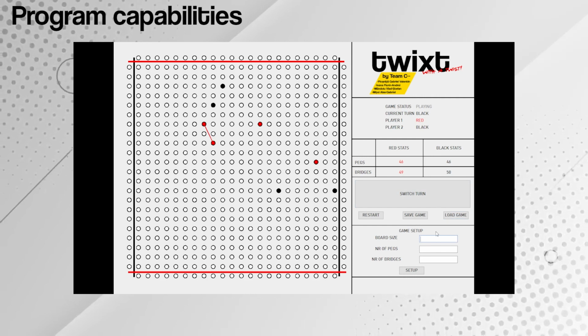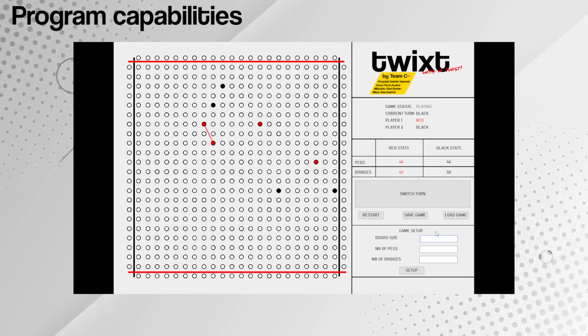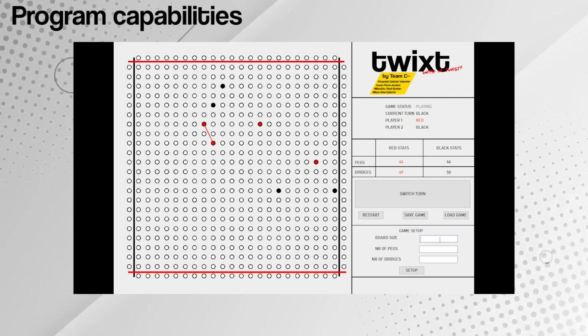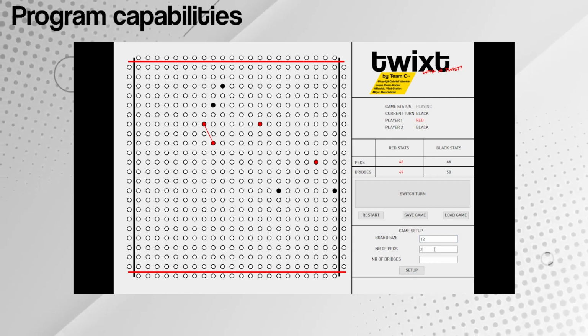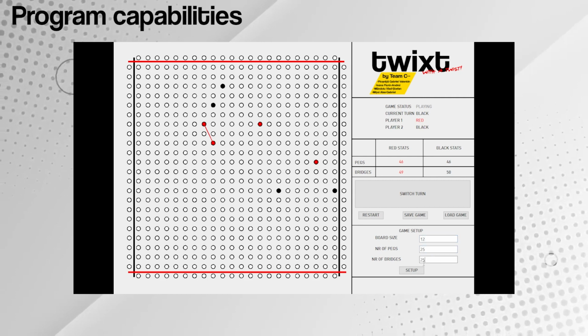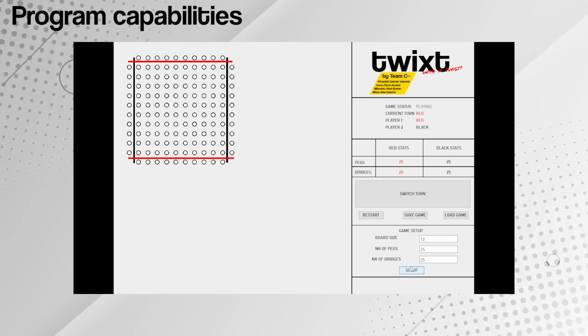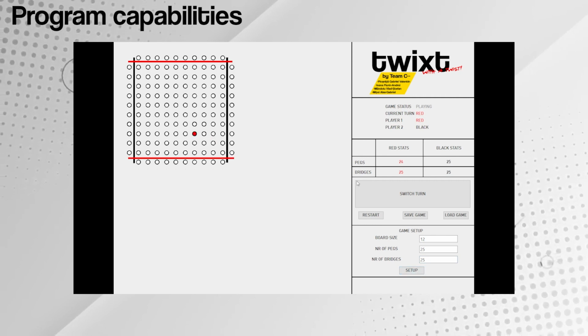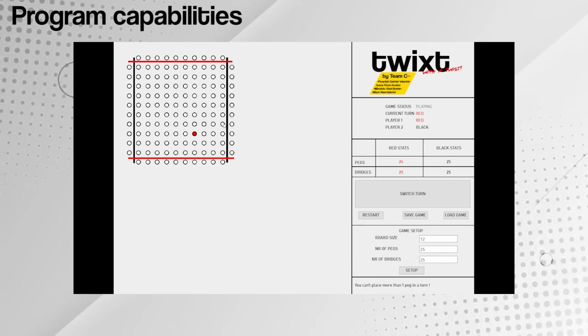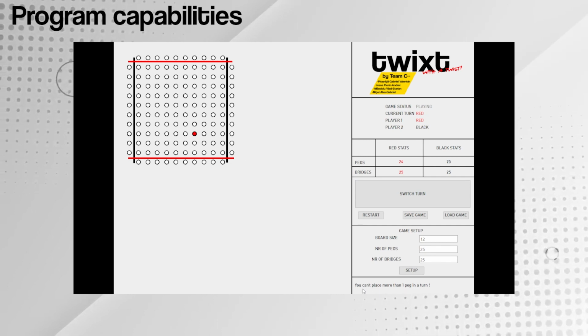The setup panel allows the players to customize the board size and number of pieces as they see fit. And lastly, in the bottom right corner is a message panel that alerts the players in case they do something wrong, such as trying to place two pegs in one go.